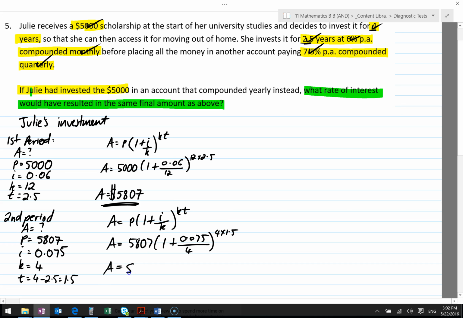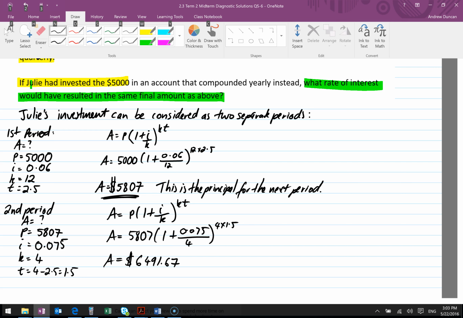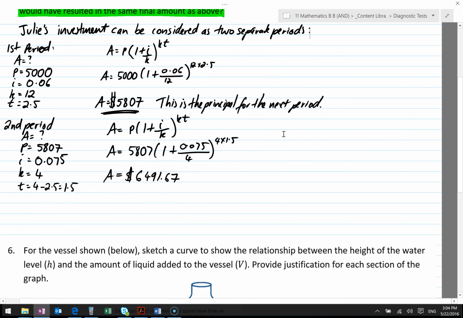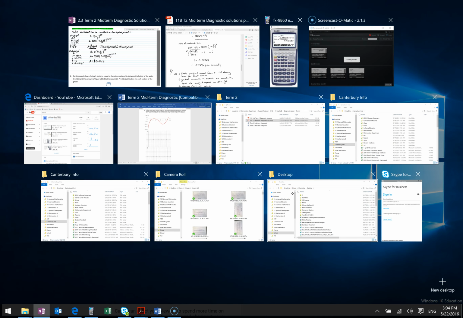Okay, to see how much she'll have after 4 years. So I found that she has $6,491 after the 4 years. And I've put a little bit of extra working around the place as well. Okay, the final part of this question is, if Julie had invested the $5,000 in an account that compounded yearly instead, what rate of interest would have resulted in the final amount as above? Okay, so this is sort of one section complete.